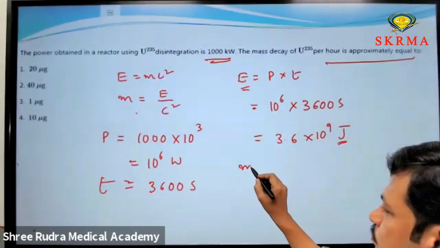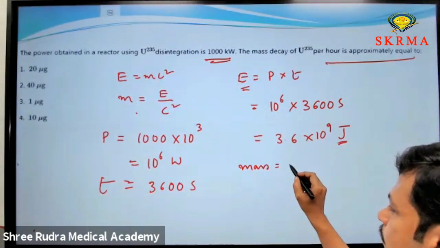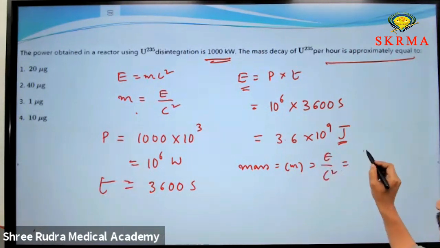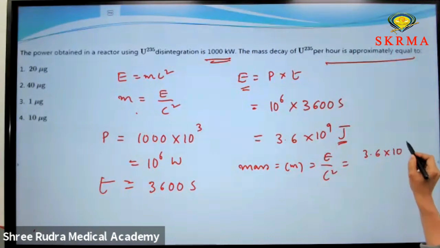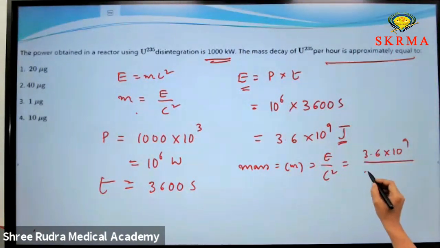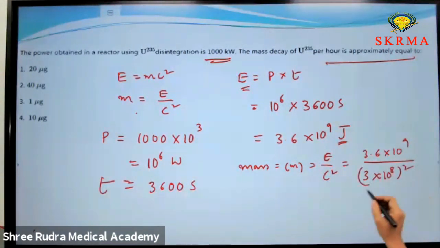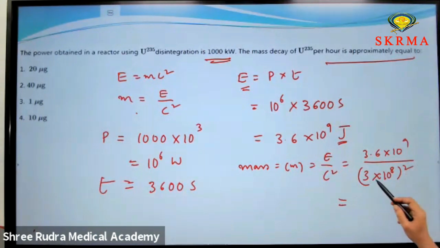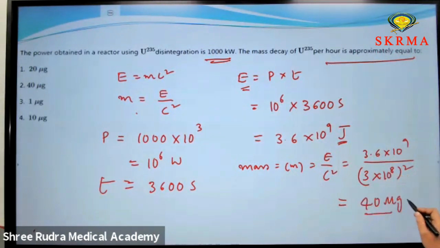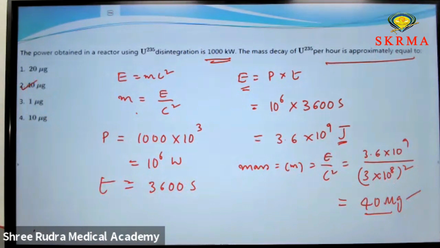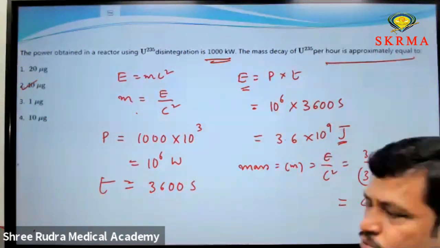Then mass m equals E by c square. What is E here? 3.6 into 10 power 9 joules by c square, where c is the speed of light. That's why the value is 3 into 10 power 8, whole square. The value is approximately, 3 square is 9, 9 times 4 is 36. That's why the resultant value is 40 micrograms. So the second option is correct. This is also based upon the basic concept in nuclear reactors.